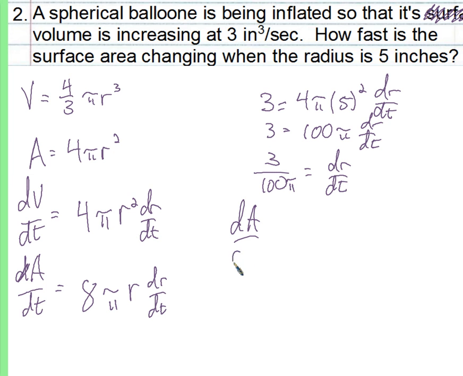dA/dt with 8 pi times 5 times 3 over 100 pi. Whatever that number is, that's it. That is how fast the area is changing. So the pi is canceled. That's nice, isn't it?